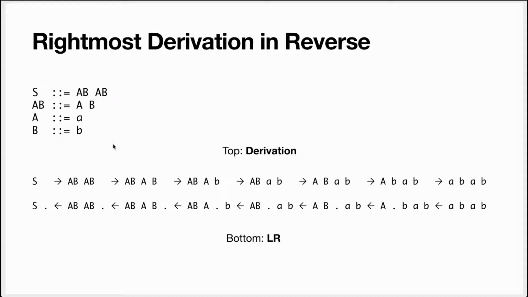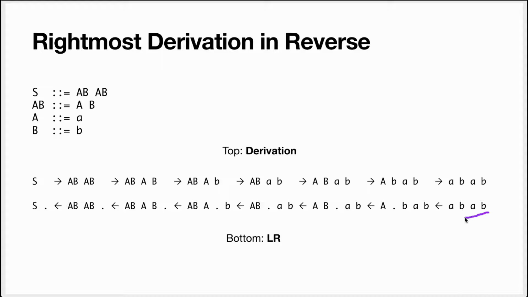S is AB, then A is small a, and B is small b. The first line here is the rightmost derivation. I'm not going to read it, but trust me, we always expand the rightmost non-terminal first. What's interesting is the second line. The second line shows an LR parsing process.